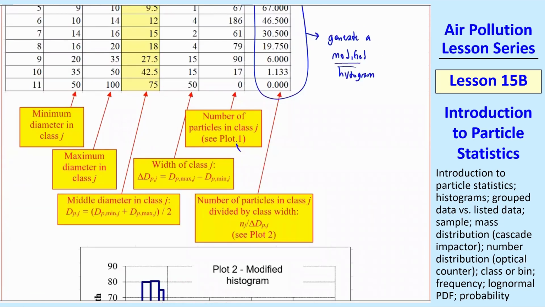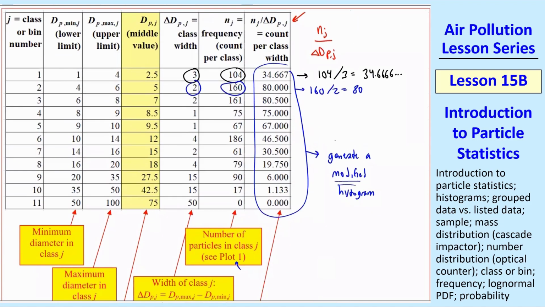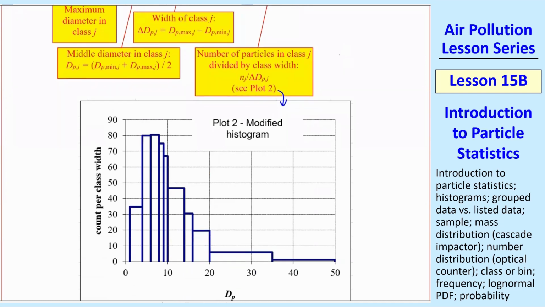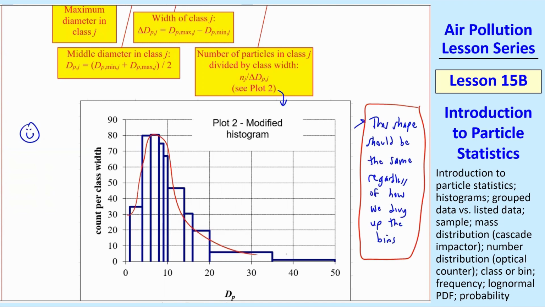The first plot, plot 1, was the ugly one I showed you. Now I have the same data except I'm dividing by delta dpj. So this is plot 2, and notice that it looks much nicer. It doesn't just look nice. This overall shape that we see here should be the same regardless of how we divvy up the bins, whether we have all the same bin width or lots of skinny ones and fat ones, etc.